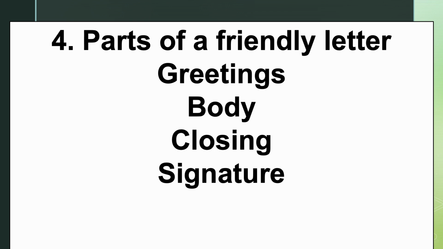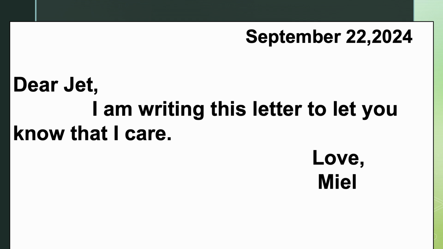And we also have the parts of a friendly letter. Of course, we have the greetings, the body, the closing, and the signature. So we have here an example. September 22, of course, we'll write the date. Then this one, Dear Jet, I am writing this letter to let you know that I care. Love, Miel. So the word Dear Jet here is the greetings. And I am writing this letter to let you know that I care is the body. Love is the closing. And Miel is the signature, your name. Alright, is it clear now?